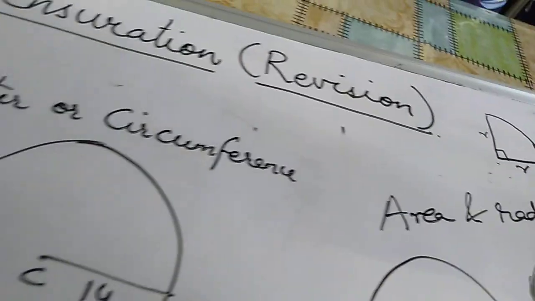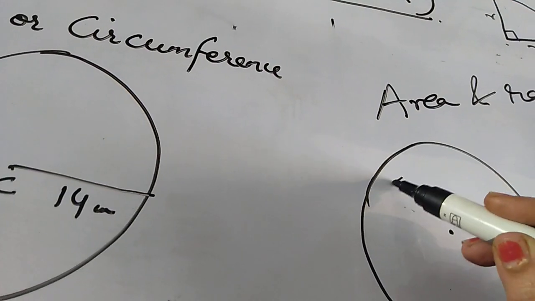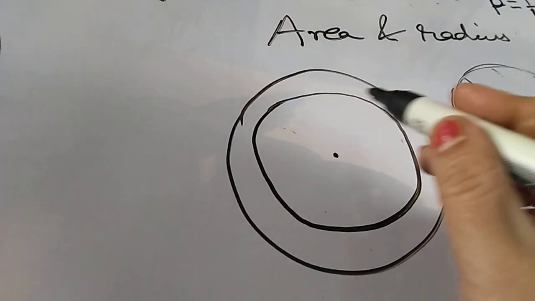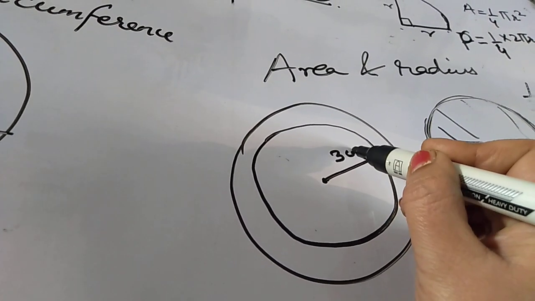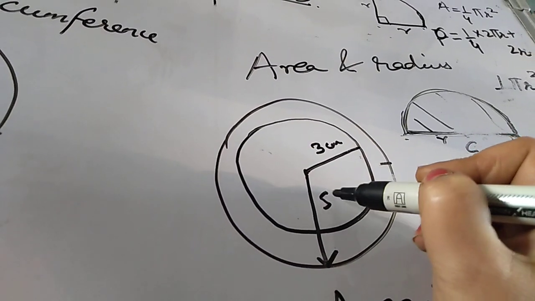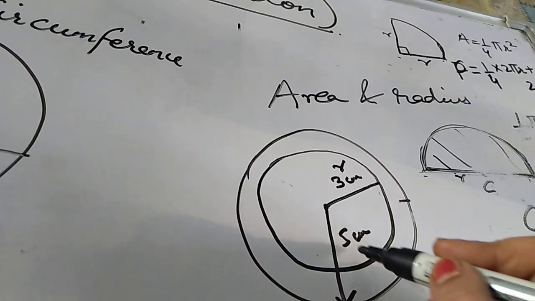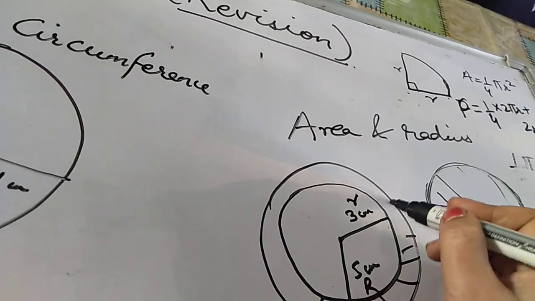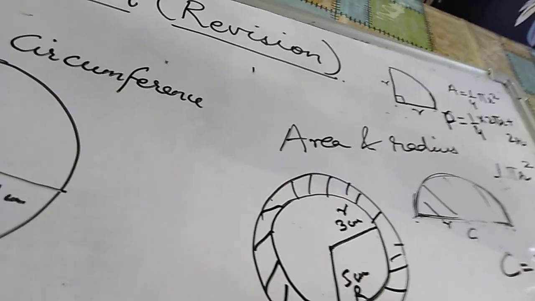Now coming to a circular ring. When it is a circular ring, ring means 2 concentric circles. The meaning of concentric is circles whose center is the same, but suppose the radius of this is 3 centimeters and the radius of the outer circle is 5 centimeters. Suppose we depict them by small r and capital R. So what is the area of this ring? The area of this ring will be equal to what?